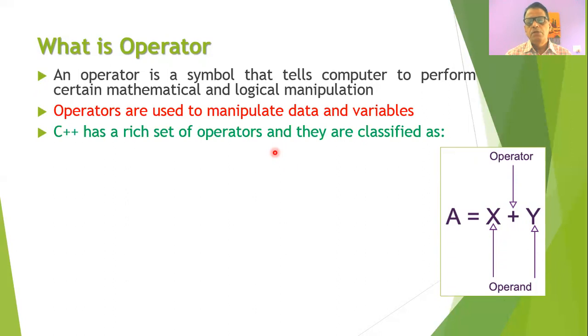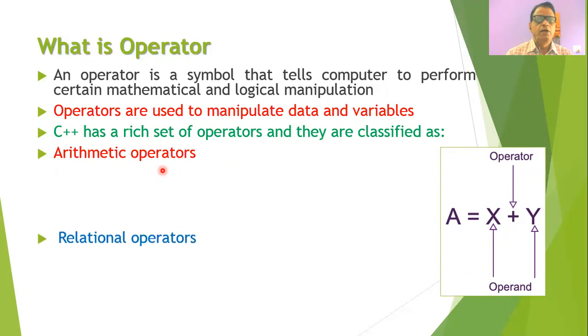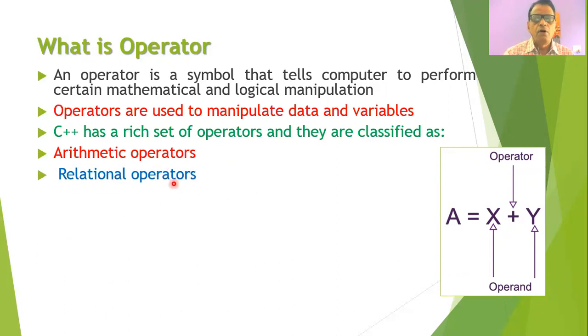As far as the C++ programming language is concerned, one can easily observe that C++ has a rich set of operators. That is, there are a large number of different operators available in C++, and we can classify them into different categories. The operators that are used to perform arithmetic operations are called arithmetic operators. The operators that are used to perform relational or comparison operations are called relational operators.